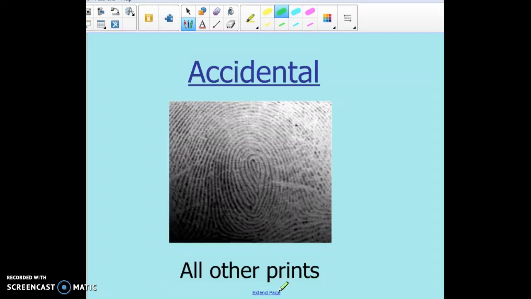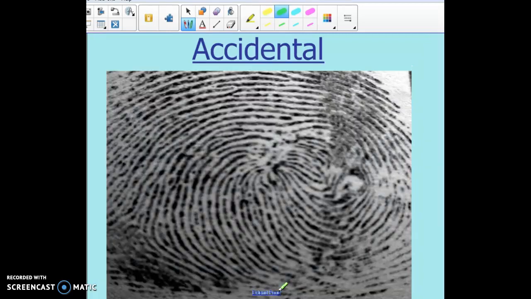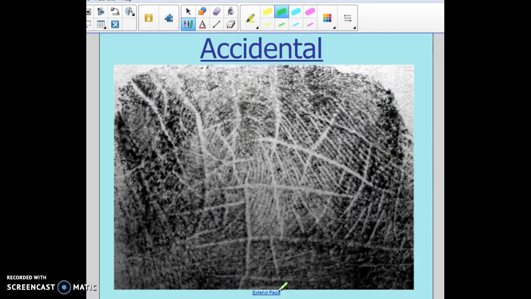That's an example of an accidental. They're really unique. That would not fit as a loop, a whorl, or an arch anywhere else, so it's considered an accidental. And accidentals are classified as whorls. That's an example of an accidental.